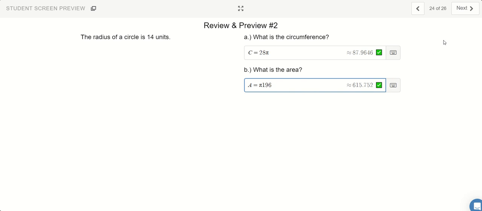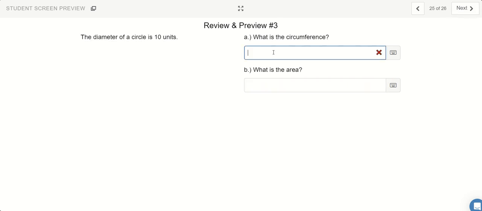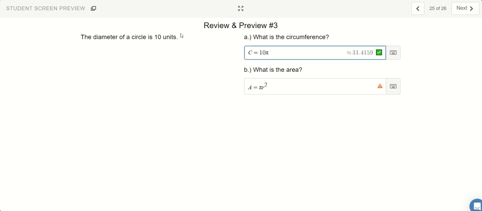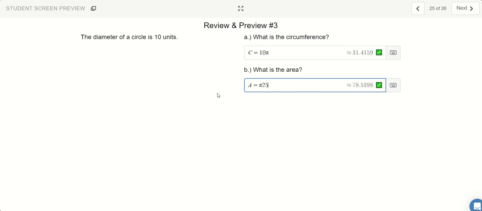196. Okay. 2 more. So if this is the diameter, what's the radius? Again, circumference is diameter pi. Area is pi r squared. So replacing diameter with 10 pi. Again, half of this would be the radius, so it would be pi 5 squared, which would be 25 pi.